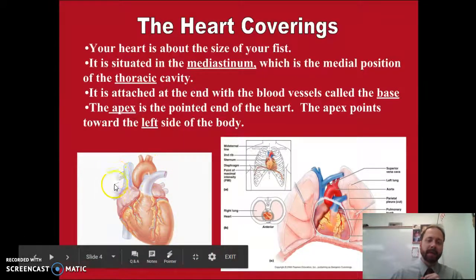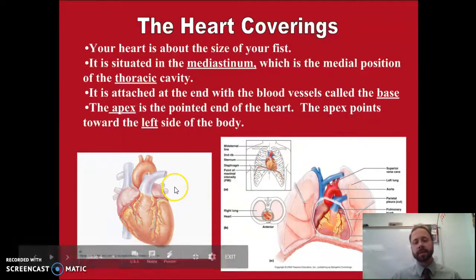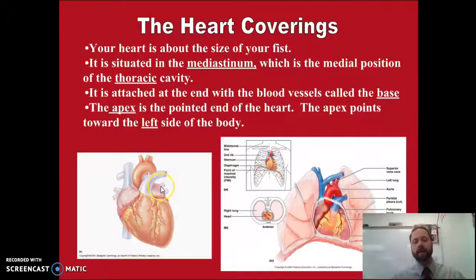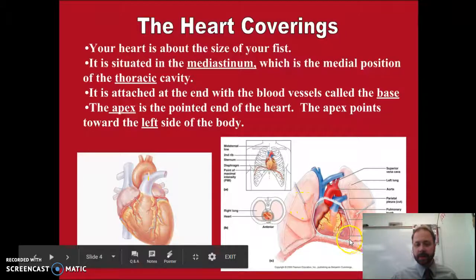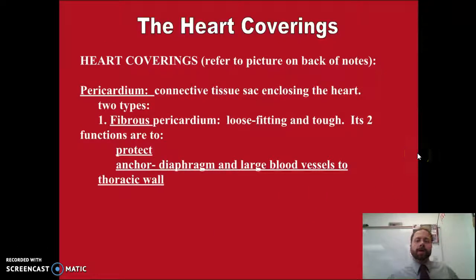So here is our base, right here up top, and down below is the apex. Okay, and the apex actually points to the left. It kind of points off to the left, but it's actually situated a little bit more medial in our thoracic cavity there. And we see that here as well. We see that apex pointing off to the left side of the body. If you need to, you can refer back to the picture in your notes. You can refer back to this slide as well, because I have this slide posted on the classroom as well.